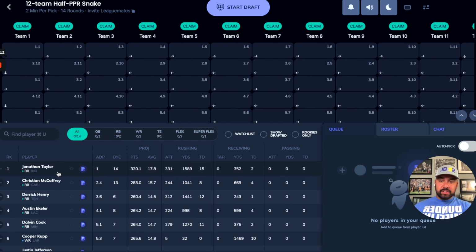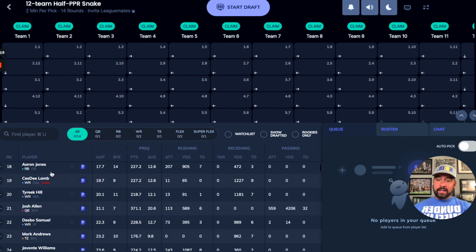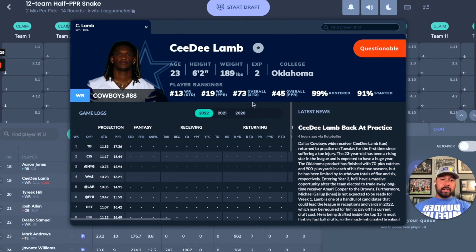Other little things that you need to know are indicators of injuries or suspensions. They'll look like a red letter. Like I'll click on CeeDee Lamb. So QUES, what's that mean? Questionable. There's an injury tag on this player. Click on it, and it's going to bring up what's going on. He's questionable for a toe injury, but it doesn't look serious. So that means he's still a draftable player.